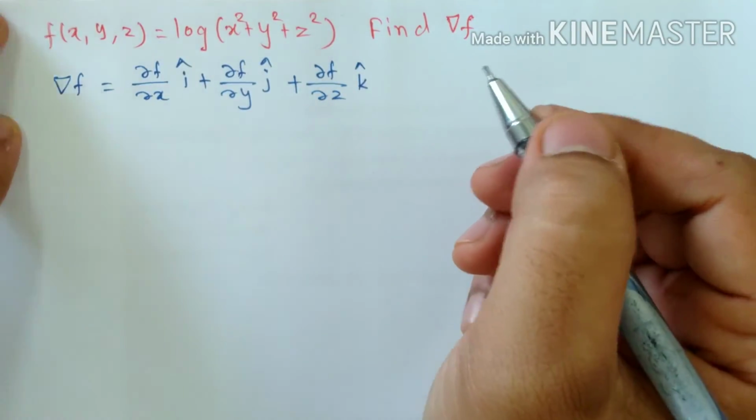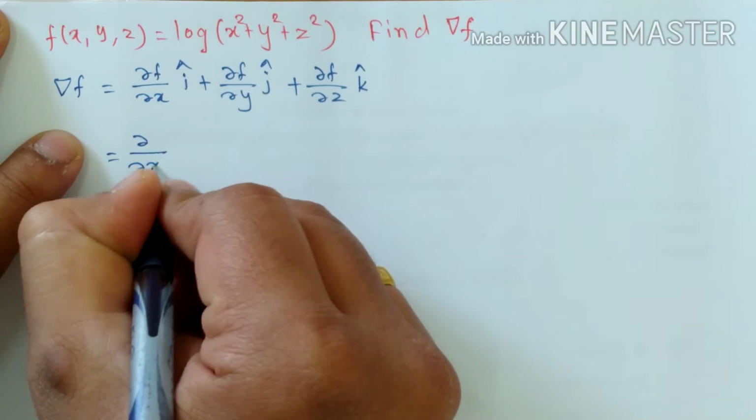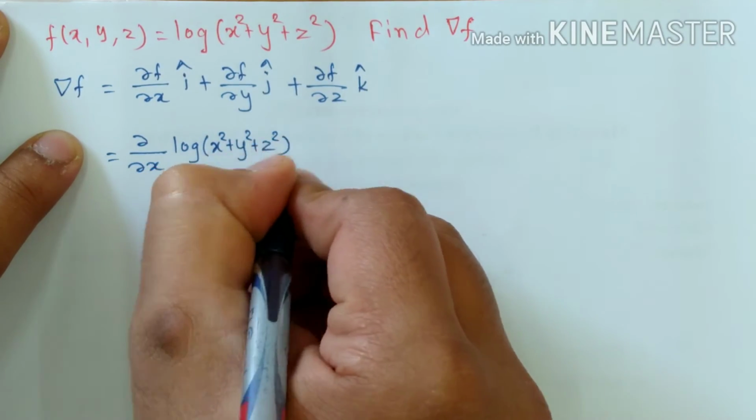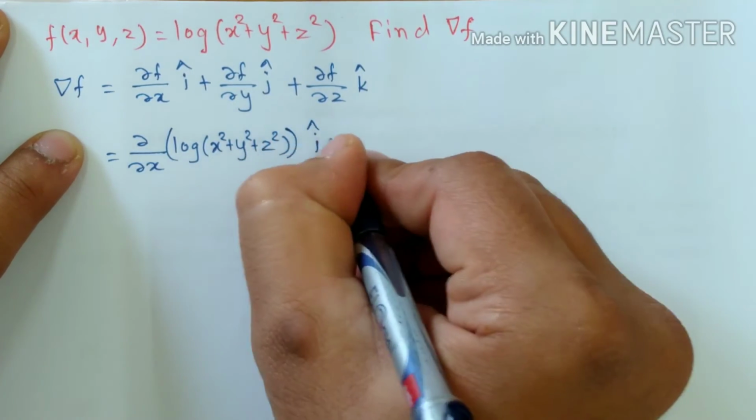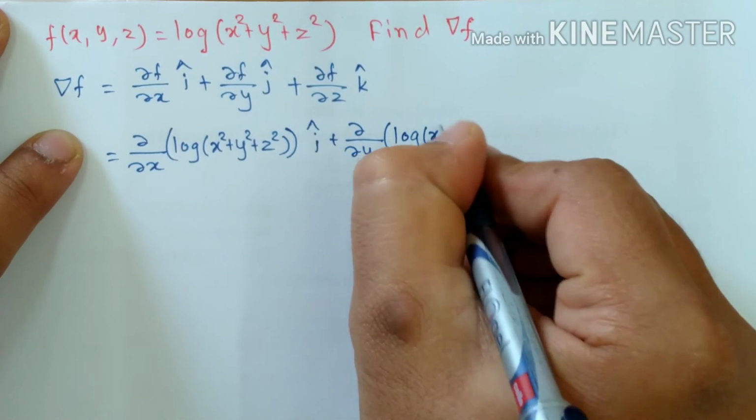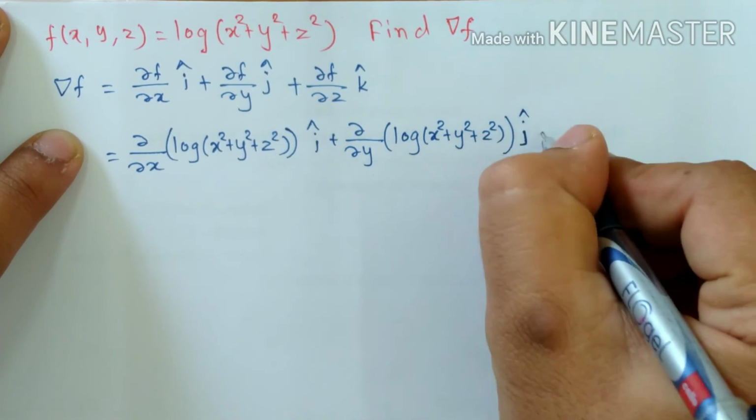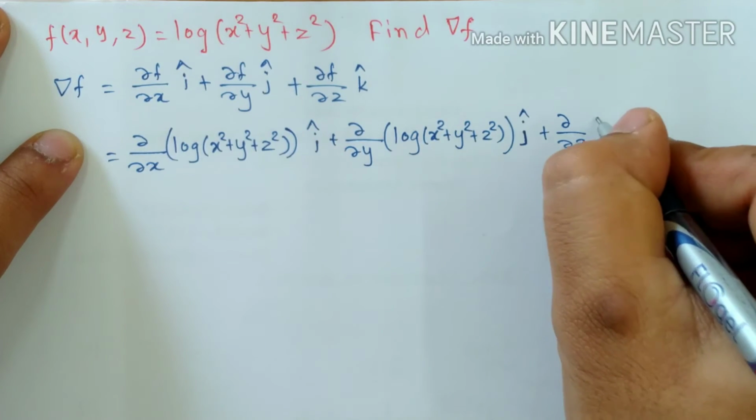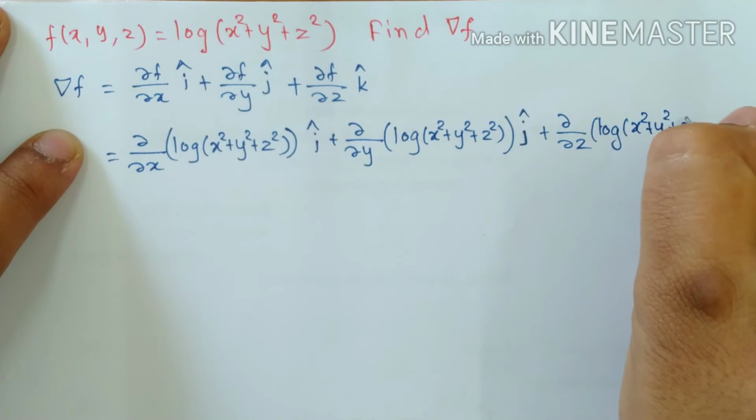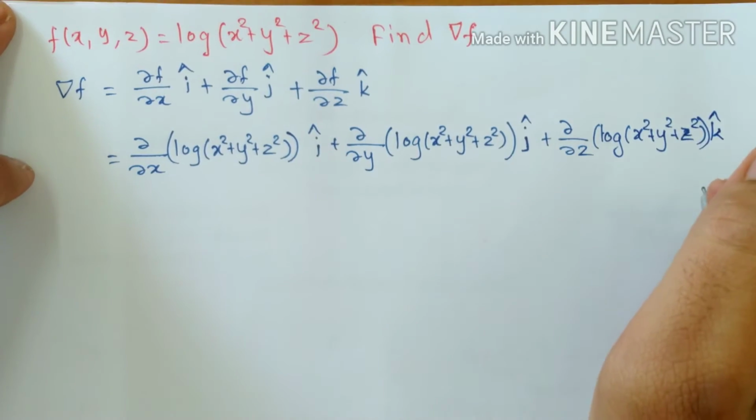Now, we have to calculate del f by del x, that is the partial derivative of log of x square plus y square plus z square into i cap, plus the partial derivative with respect to y of log of x square plus y square plus z square into j cap, plus the partial derivative with respect to z of log of x square plus y square plus z square into k cap.